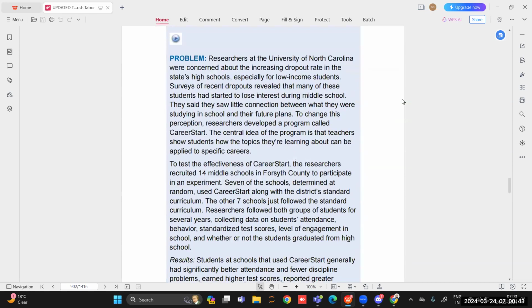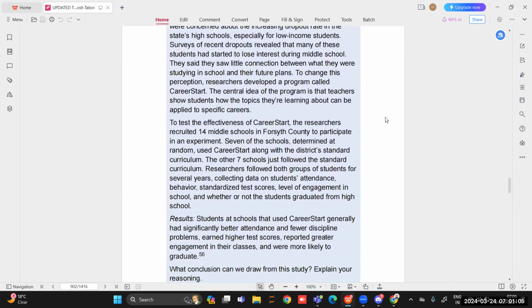Researchers at the University of North Carolina were concerned about the increasing dropout rate in the state high schools, especially for low-income students. Surveys of recent dropouts revealed that many of the students had started to lose interest during middle school. They said they saw little connection between what they were studying in school and their future plans. To change this perception, researchers developed a program called Career Start.